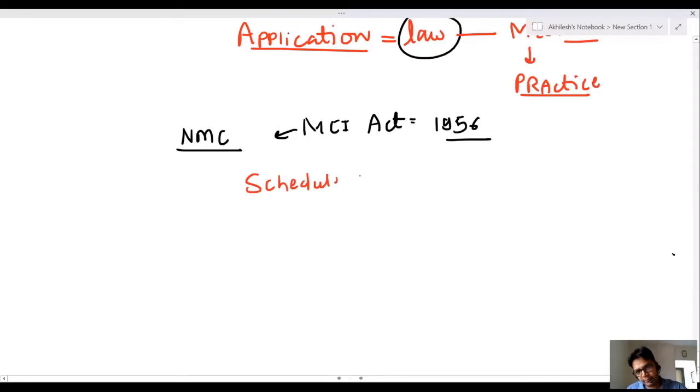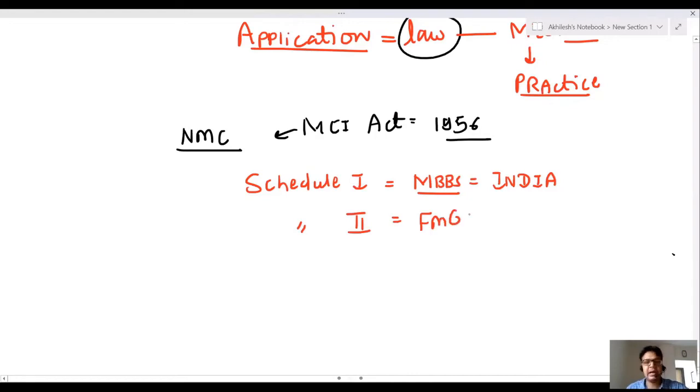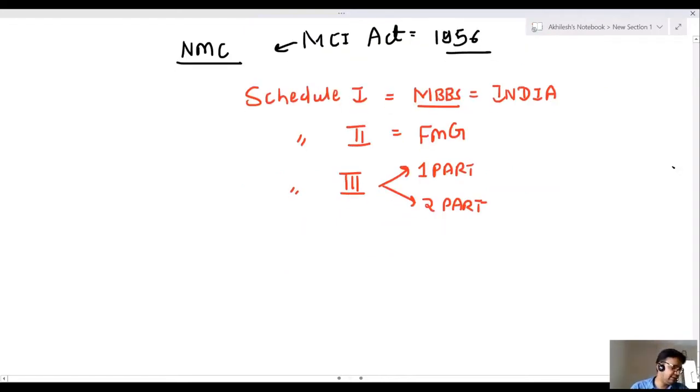Schedule 1: those doctors who have obtained their MBBS degree in India come under Schedule 1. Those doctors who are foreign medical graduates come under Schedule 2. Sir, but there is one more schedule, Schedule 3. In Schedule 3, we have a first part and a second part.